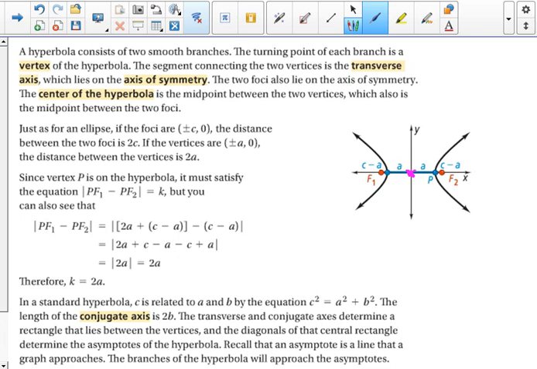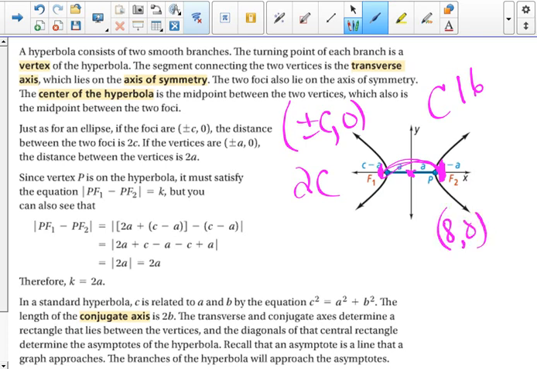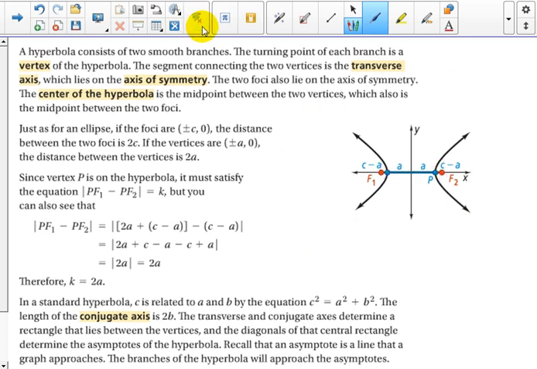So just like for the ellipse, the foci are at positive, negative C, and 0. And the distance between the two foci is 2C. Right? So from this point to that point is 2C. So if they tell you that 2C is equal to 16, then you know that the focus on the right is at 8, 0, and the one on the left is negative 8, 0. Okay? So quite easy math that we deal with here.